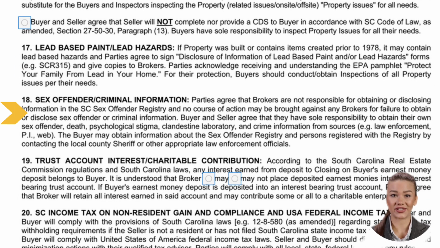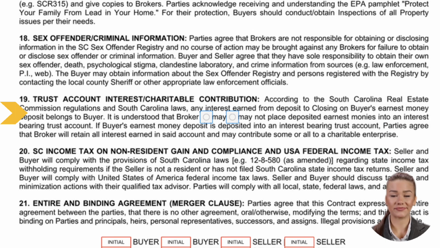Section 18 covers sensitive topics such as sexual offenders or crimes that may have occurred on the property. This section informs the parties that it is their responsibility to research this information. Section 19 asks if the person holding the earnest money may or may not have an interest-bearing account. If you check may not, it is your responsibility to confirm the person holding the money does not have an interest-bearing account. Section 20 talks about taxes and parties agree to comply with all laws.